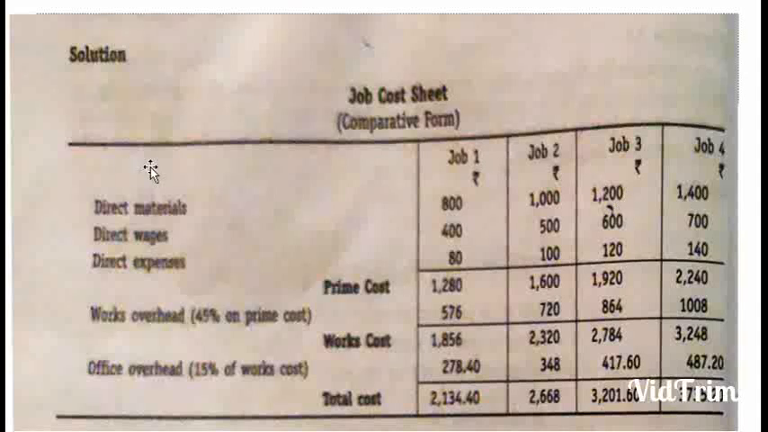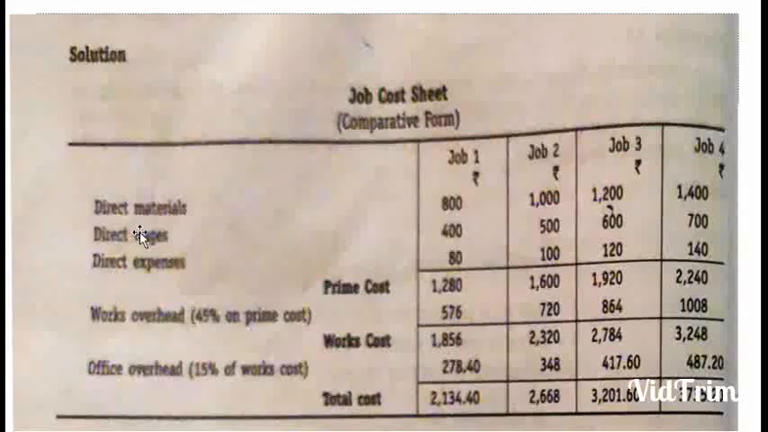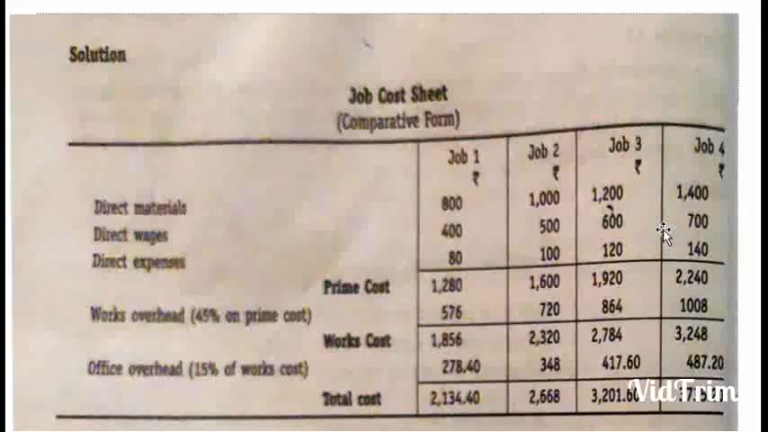Then they have given you direct wages. How much? 400, 500, 600, 700. The same thing is taken here. Direct wages 400, 500, 600 and 700. Then next, direct expenses, which is 80, 100, 120 and 140. The same thing is stated here. Direct expense 80, 100, 120, 140.